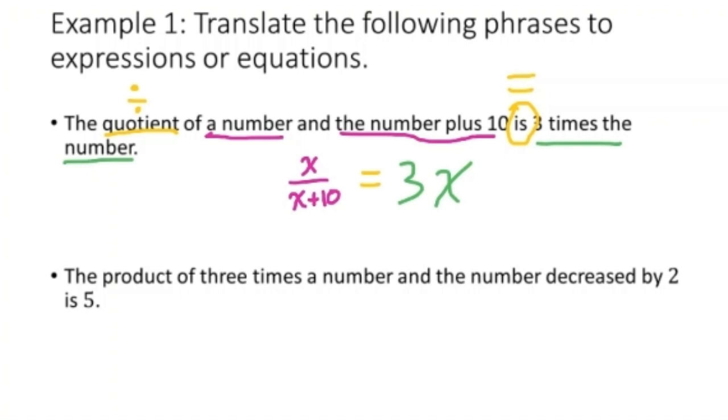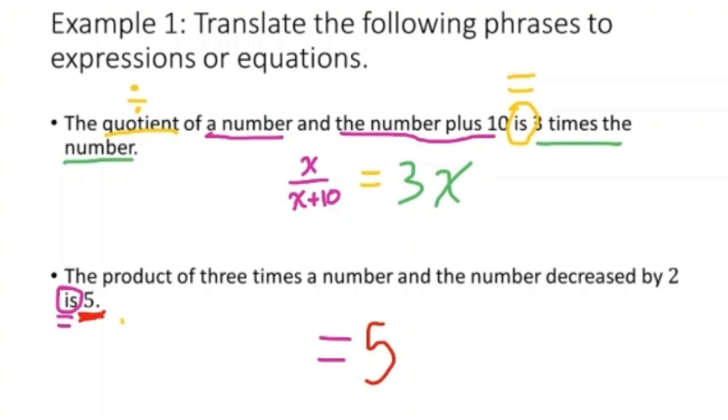For the next example, the product of 3 times a number and the number decreased by 2 is 5. First, what jumps out is the word is. Remember, is represents the equal sign, so we are writing an equation. Now, what would be the right-hand side of the equation? Well, that would be 5. So let's go ahead and write that down in our equation, since that's pretty quick and easy to translate. Looking at before the is, that would be the left-hand side of our equation.